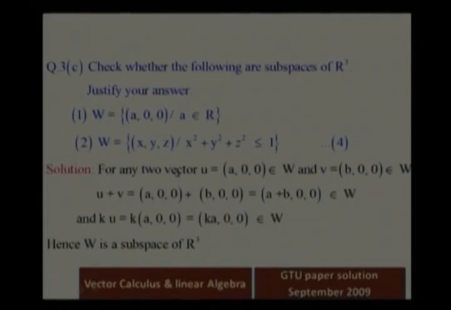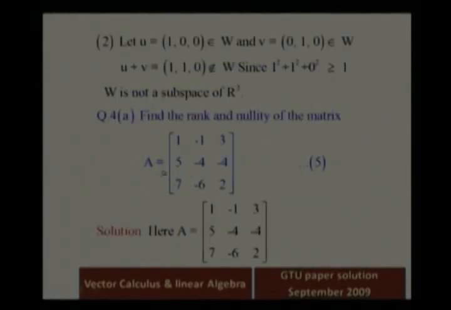So the next example is (x, y, z) where x square plus y square plus z square is less than or equal to 1. So only those vectors from R3 are in the set such that the sum of the squares of the coordinates must be less than or equal to 1. Let's take some particular example. It's quite easy. See, u equal to (1, 0, 0) belongs to W, correct?